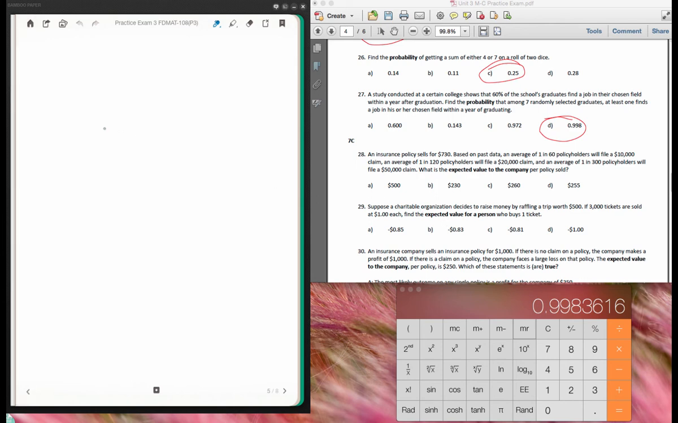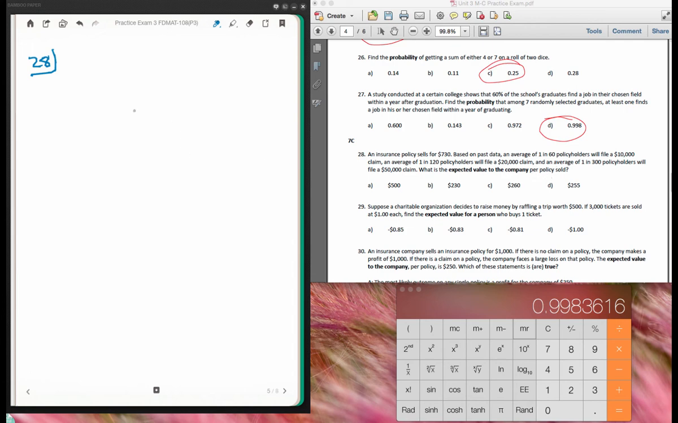All right, 28. An insurance policy sells for $730. Based on the past data, an average of 1 in 60 policyholders will file a $10,000 claim. An average of 1 in 220 policyholders will file a $20,000 claim. And an average of 1 out of 300 policyholders will file $50,000. What is the expected value of the company per policyholder?